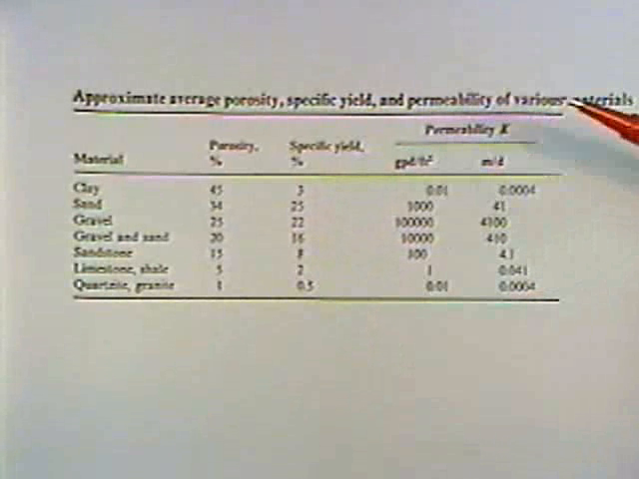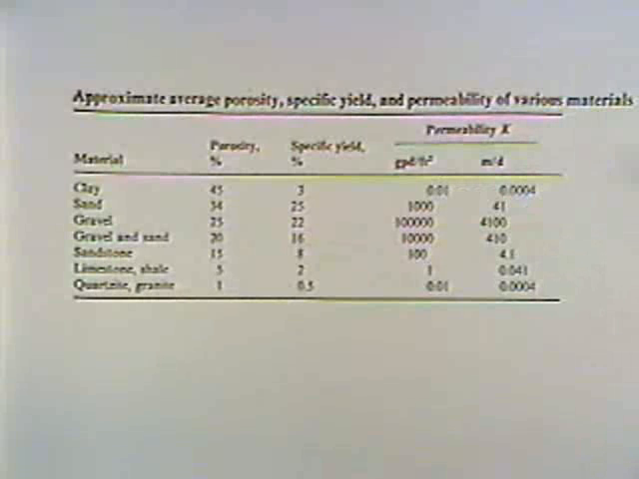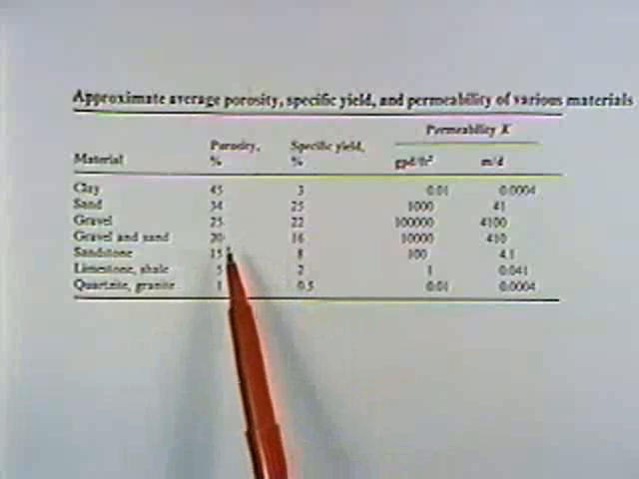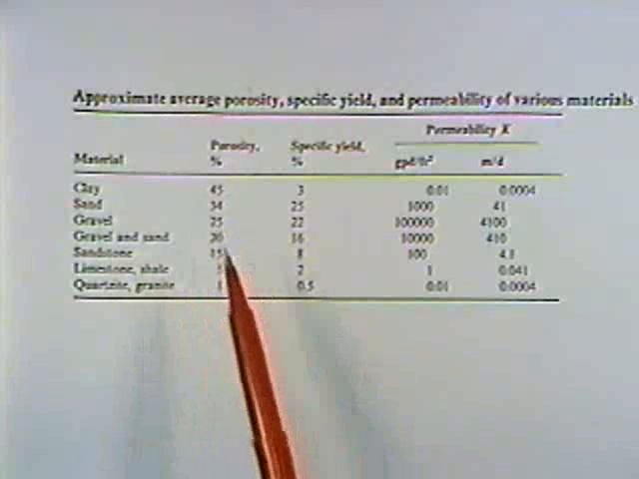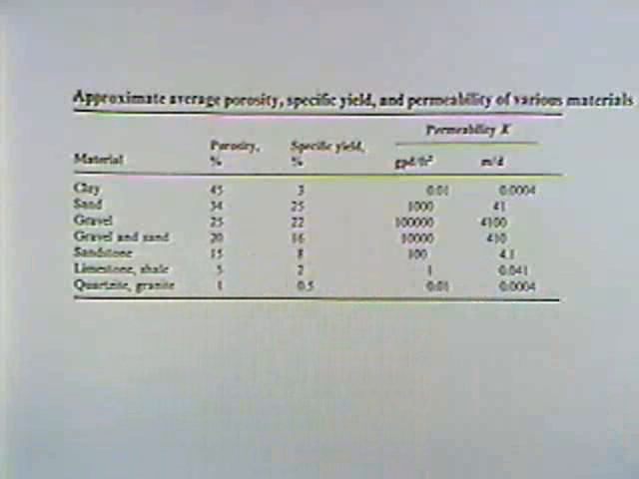And the coefficient of permeability in gallons per day per foot squared would be 0.01 gallons per day per foot squared, or in meters per day 0.0004. Now, most aquifers for which municipalities get water supply are sand and gravel aquifers. The porosity is lower than clay, for example, but the water will drain out of it. The permeability is high, as well as porosity being high.